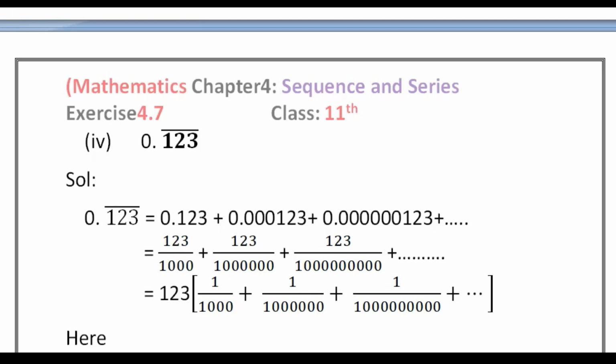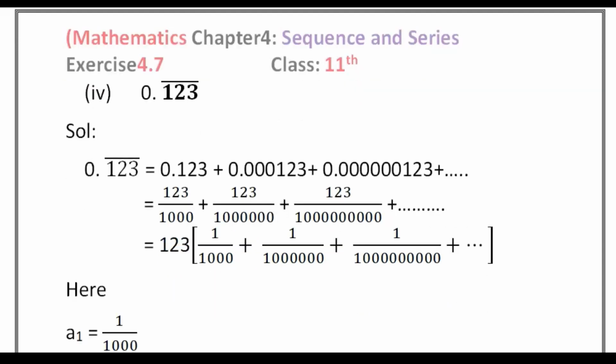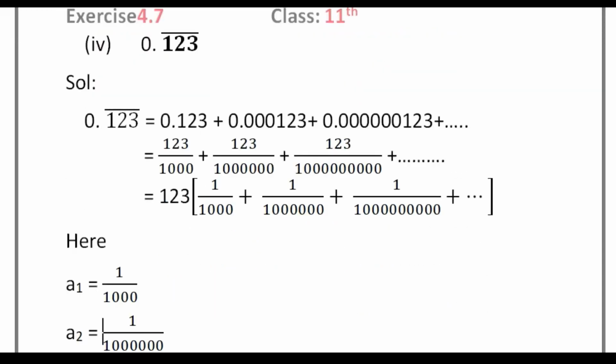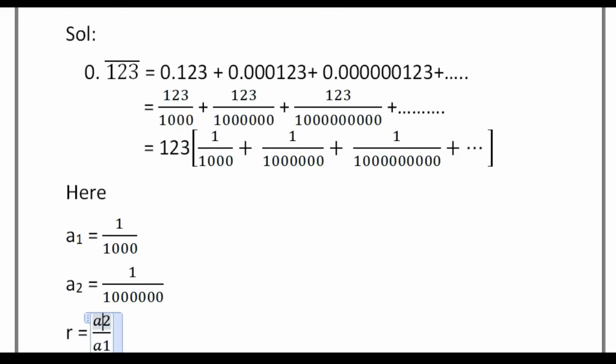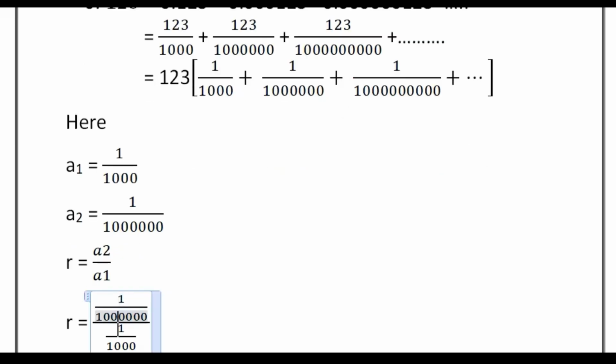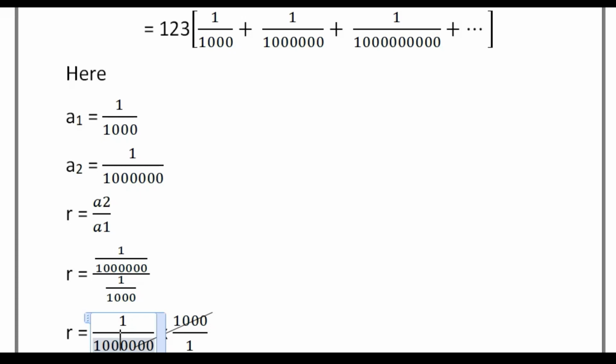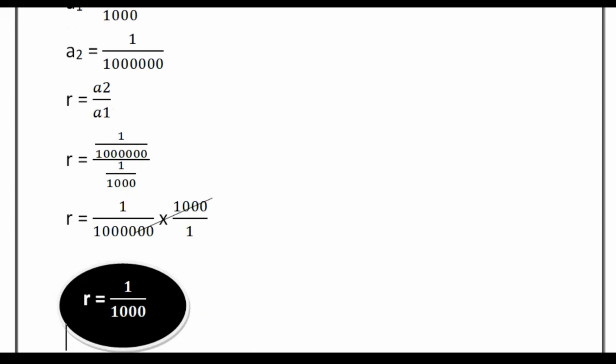Here the first term A1 is equal to 1 divided by 1000, and the second term A2 is equal to 1 divided by 1000000. R is the common ratio between A1 and A2. So by putting the values, the value of A2 is 1 divided by 1000000 and the value of A1 is 1 divided by 1000. So by cross multiplication, R is equal to 1 divided by 1000.